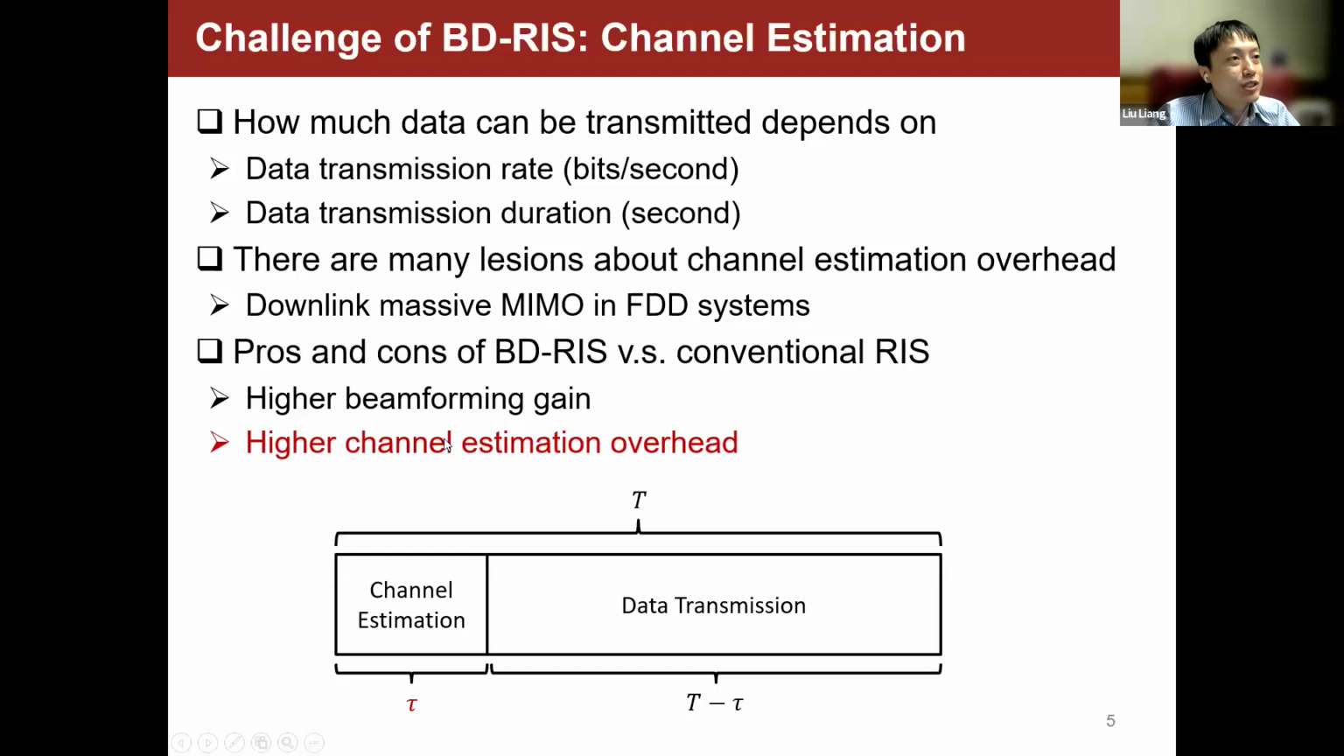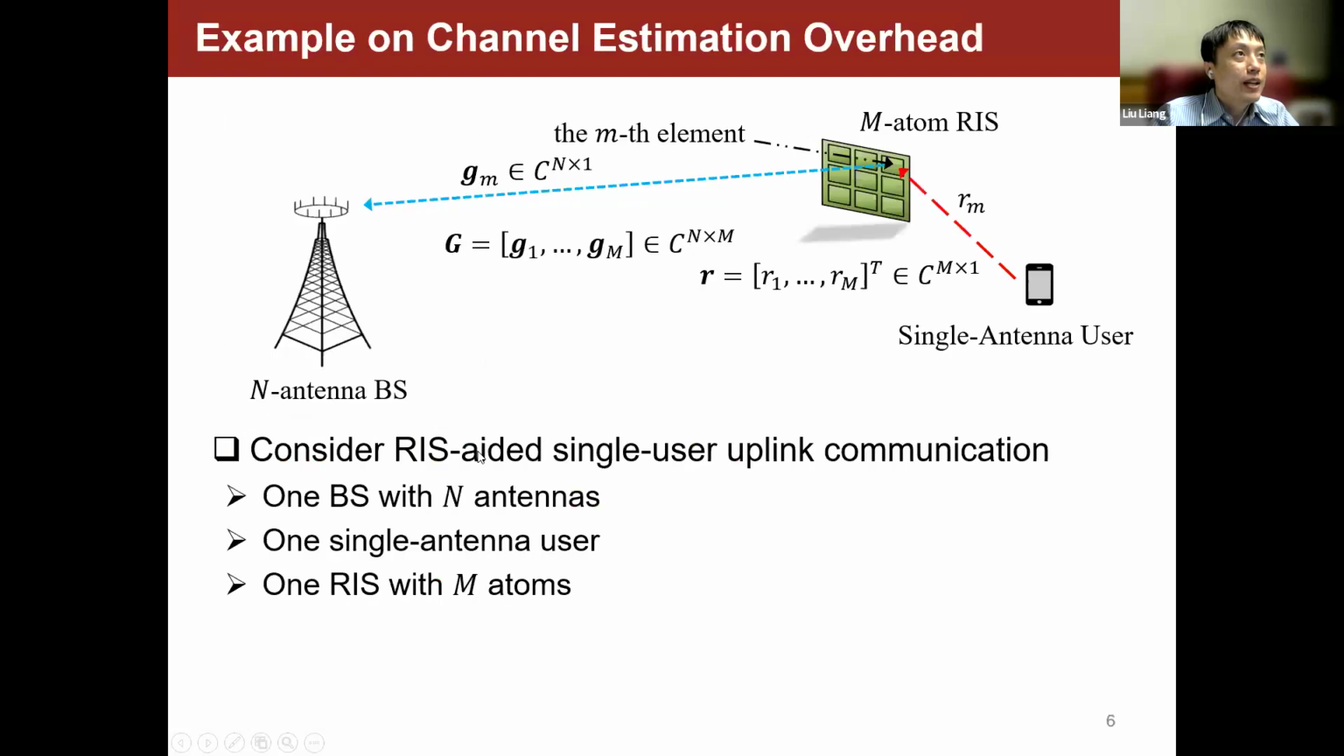So in practice, if we consider channel estimation overhead, currently we cannot say definitely BD-RIS aided communication is better than the conventional RIS aided communication. So in this talk, we want to show the channel estimation issue is not a big one for BD-RIS aided communication. But before that, I want to emphasize channel estimation can be a very important issue. And the example is like this.